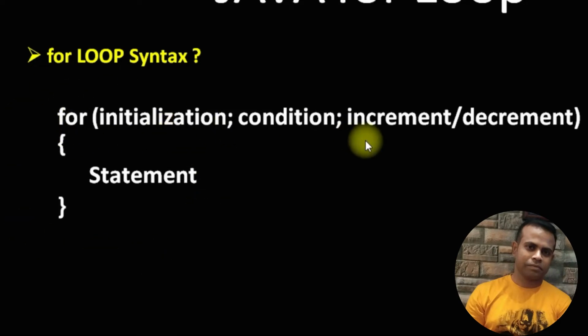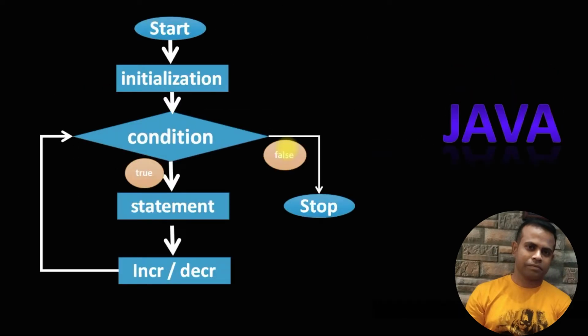Now if we consider this in terms of flow, let's check that. If you check here, my program starts here, then first we have to do some initialization, then we create my condition. If this condition is true, then it will execute some statement, some logic here, and then it increments that initial value or decrements that initial value, then it will again go back to this condition. So you can see here a loop is going on.